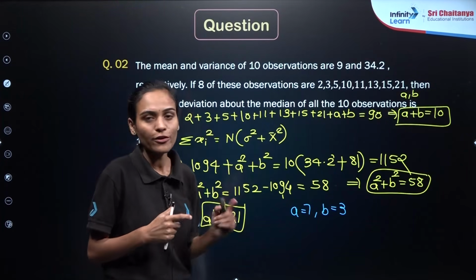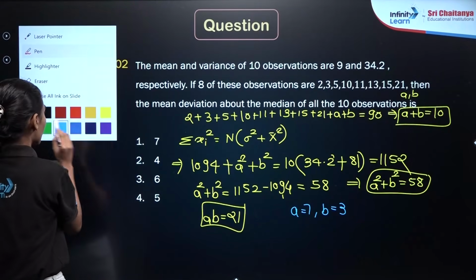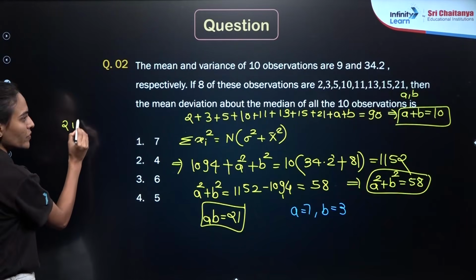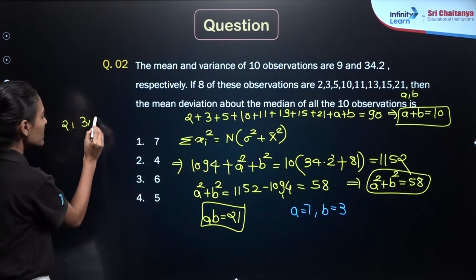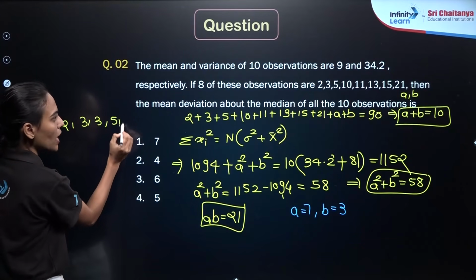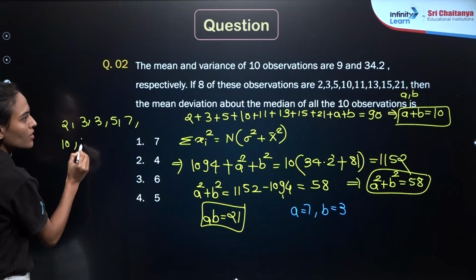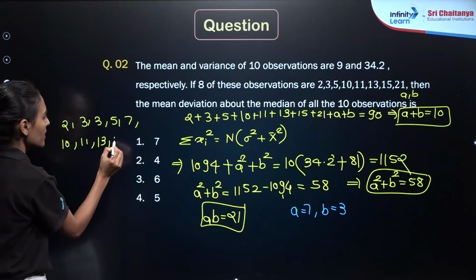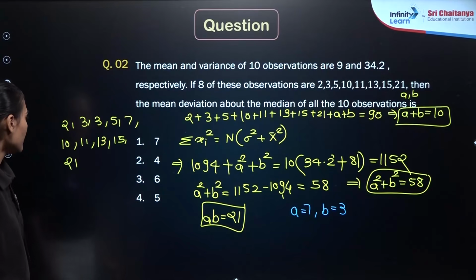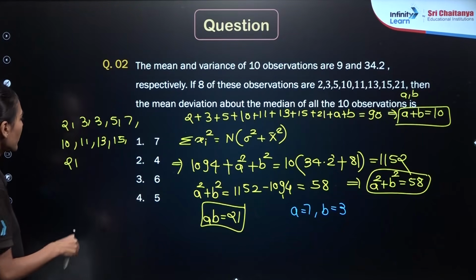mean deviation about median. So first we need to find what is median. Let us find the median. So arrange all the numbers. You will get first 2, then 3, then b is 3, then you have 5, then 7, because a is 7, then 10, 11, 13, 15, and then 21. Right? So there are 10 numbers. So you need to go for median finding, right?